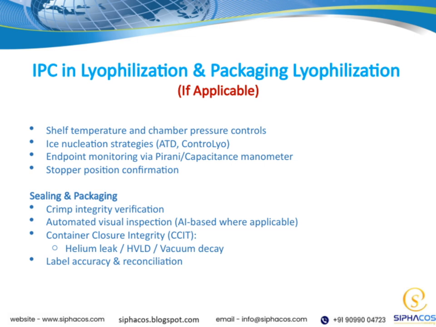Label accuracy and reconciliation are essential to ensure that each package is correctly labeled with the right information, which is critical for traceability and regulatory compliance. Finally, if applicable, we perform in-process controls during lyophilization and packaging. These controls help us monitor and validate each step, ensuring the entire process meets our quality standards and regulatory requirements.